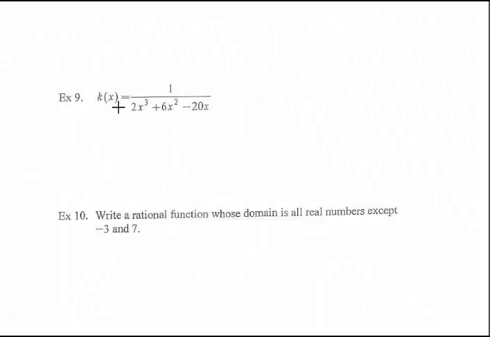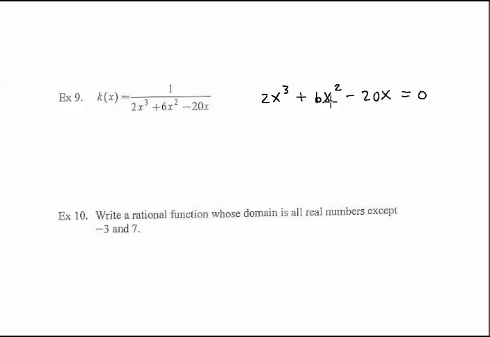Alright, our function k. Here is our denominator. We do not want this denominator to end up being 0. So what we do is we set up an equation and we figure out what numbers in place of x make it 0. Here's our equation. This one, we can take out a greatest common factor.